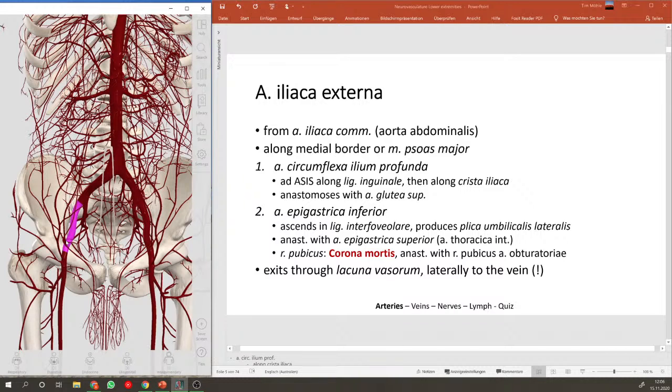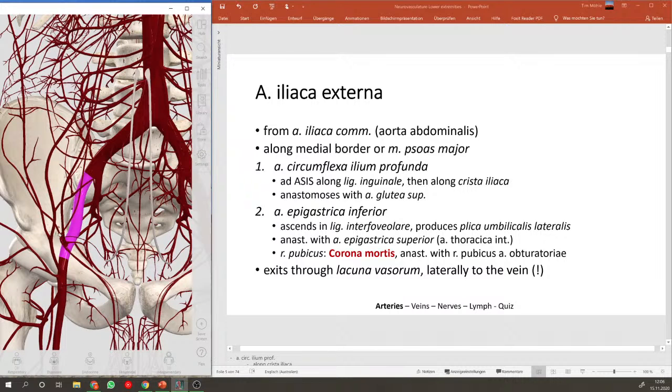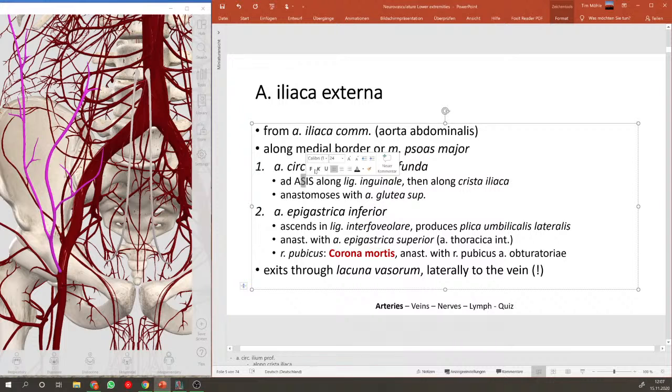Now, it has two branches, which leave the vessel approximately at the same height. So once again, I'll try to zoom in here. And you can see the first one, this one, it will leave laterally. And this is arteria circumflexa ilium profunda, so it means it's the deep circumflex iliac artery, and it will run towards this bony structure over here on the very far left, and this is spina iliaca anterior superior, or in the English abbreviation ASIS, which means anterior superior iliac spine, and it will follow its course.